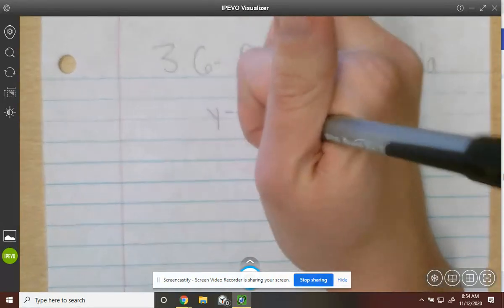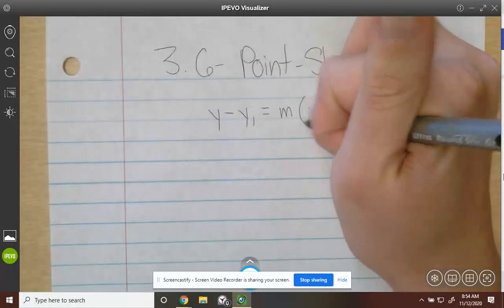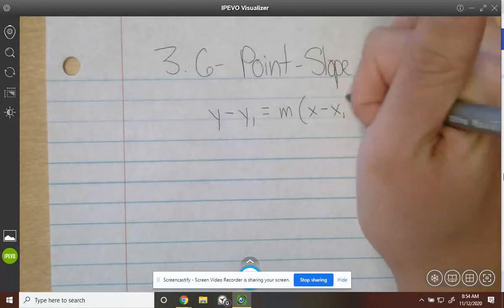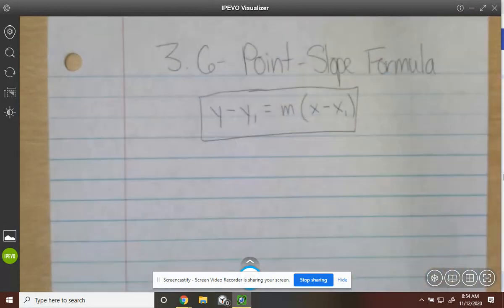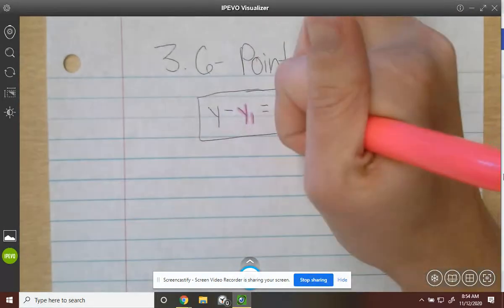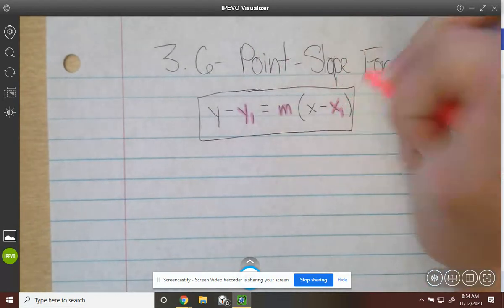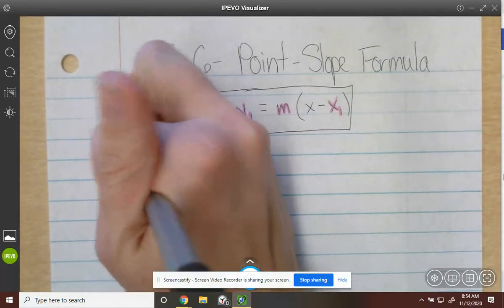y minus y1 equals m, and then in parentheses we're going to have x minus x1. Okay, I'm going to bold y1, m, and x1 because these are my numbers that are going to change. I'm actually going to plug real numbers in for those. So we're just going to jump right in.